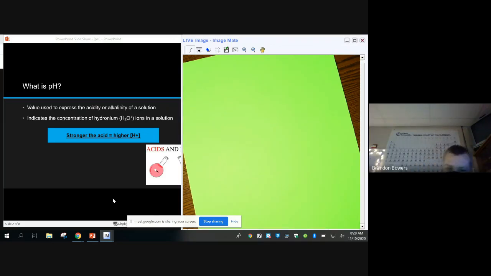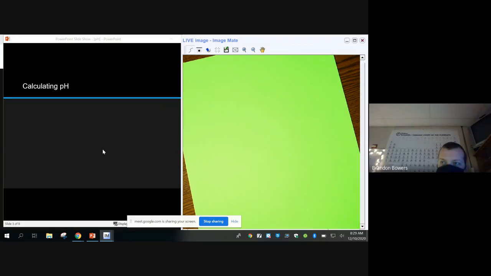So hopefully we kind of got that down. Acids have H's. Bases have what? What do bases end with? Yeah, it's an OH. Okay. So we're going to hit our first pH value.